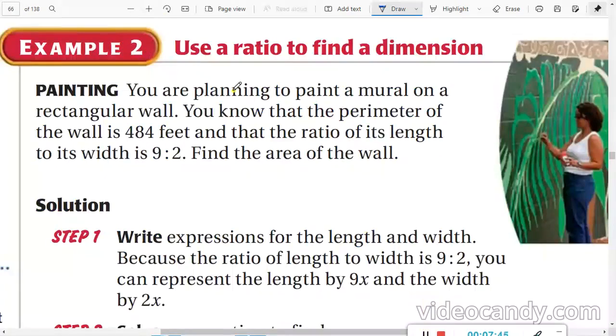Example 2, you are planning to paint a mural on a rectangular wall. You know that the perimeter of the wall is 484 feet, and the ratio of its length to its width is 9:2. Find the area of the wall.